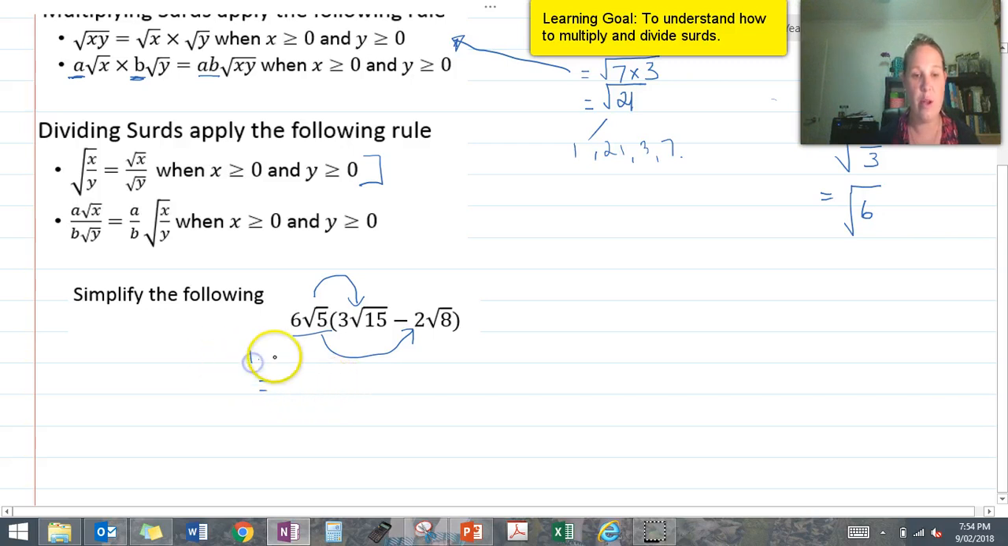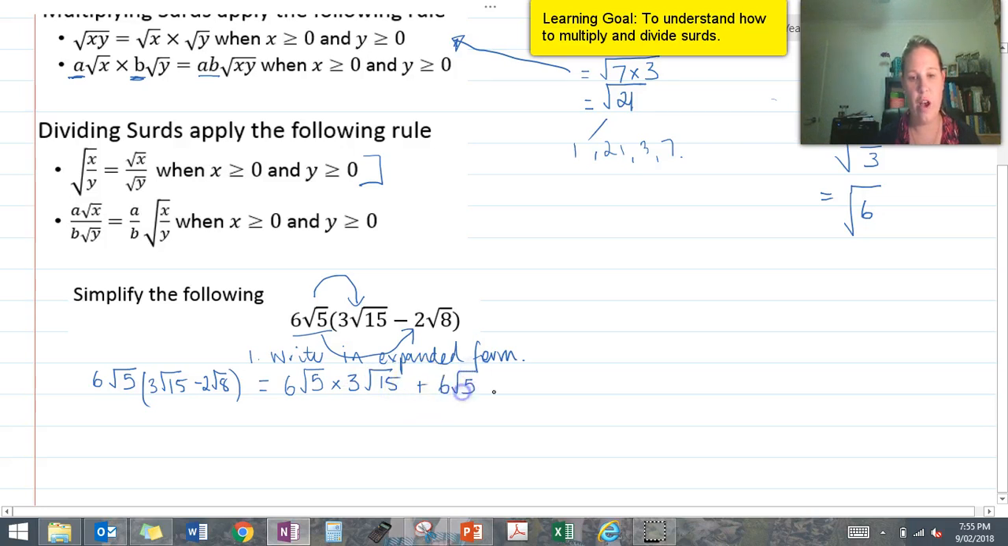So we can write this in expanded form. That's the first thing that we're going to do. And remember, we're using the distributive law. So let's start with our starting values, and we can expand that to 6 square root 5 times 3 square root 15 plus 6 square root 5 times negative 2 square root 8.